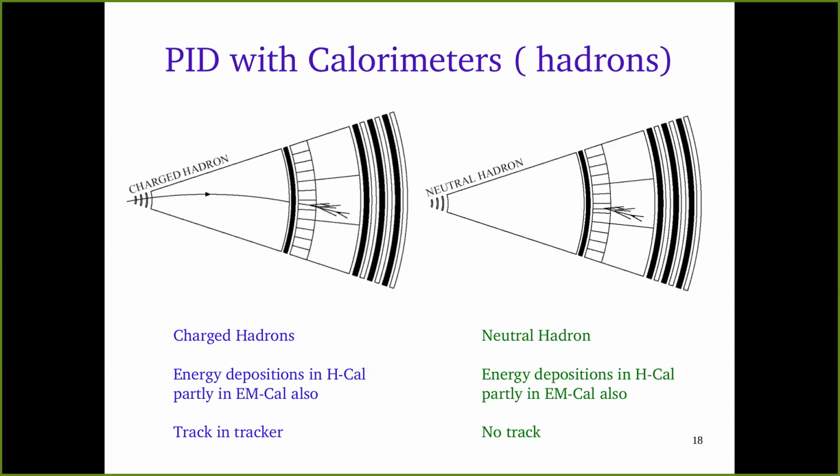Now, next come to the hadronic calorimeters. The hadronic calorimeters also have a similar feature. So what is that? The charged hadrons will propagate through the calorimeter. It will lose most of its energy in the hadronic calorimeter. But remember, nothing stops it from losing a fraction or part of its energy in the electromagnetic calorimeter.